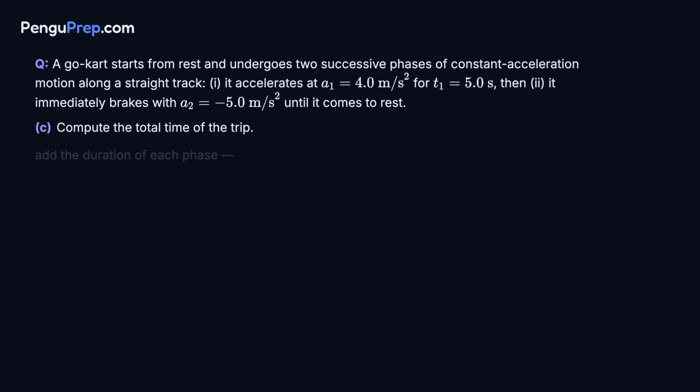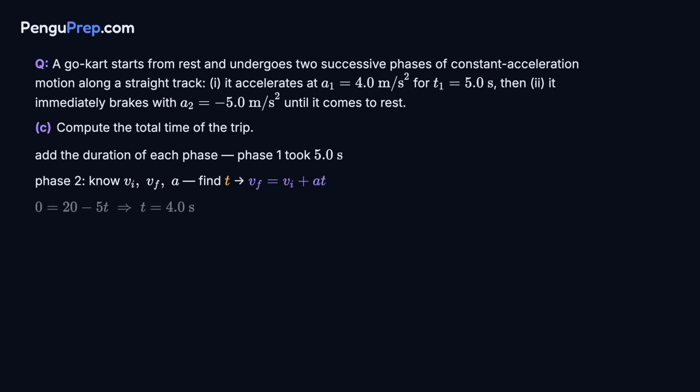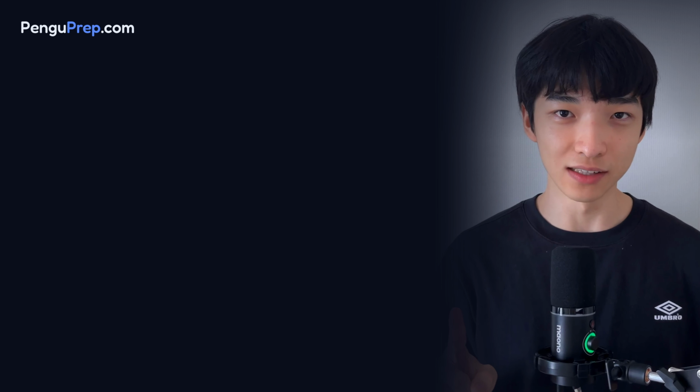For part C, we have to add the duration of each phase. We know that phase 1 took 5 seconds, so we just have to add the duration of phase 2. Well, how do we find that? We know the initial velocity, final velocity, and acceleration, and we're trying to find time, so we use this equation. Plug the values in, and we get 4 seconds. So the total time is 5 plus 4, which is 9 seconds. Let's try one last problem and call it a day.